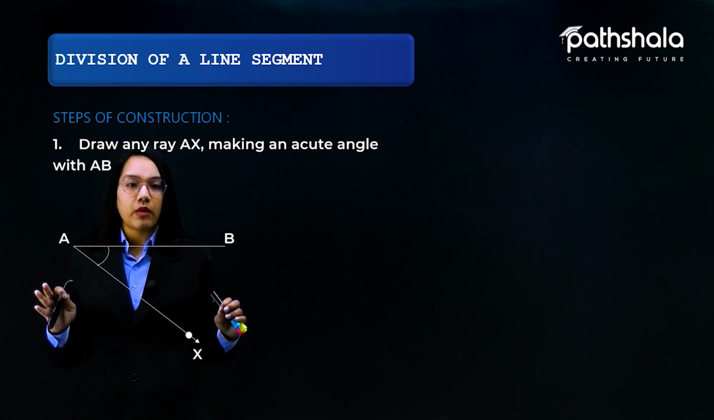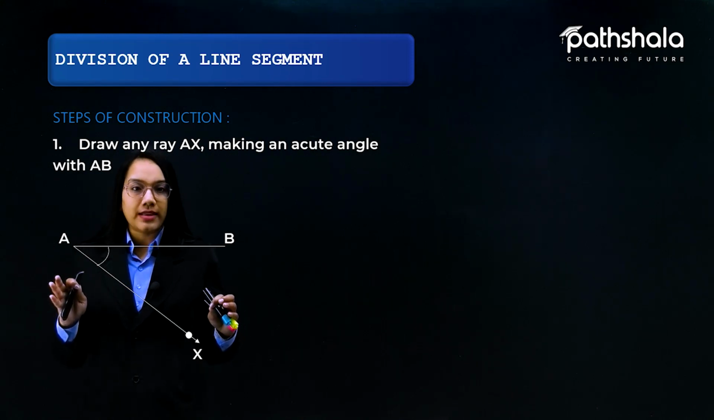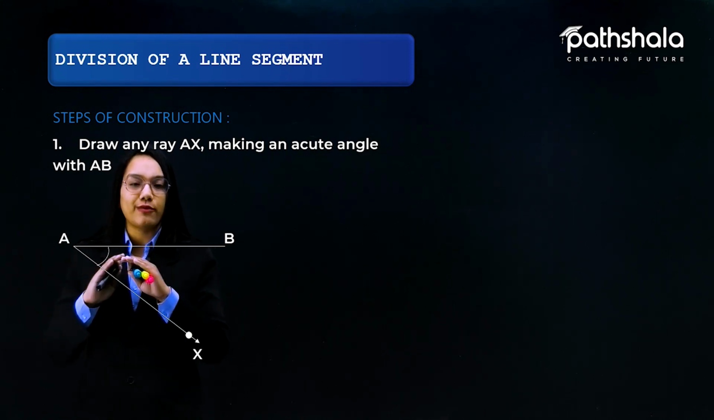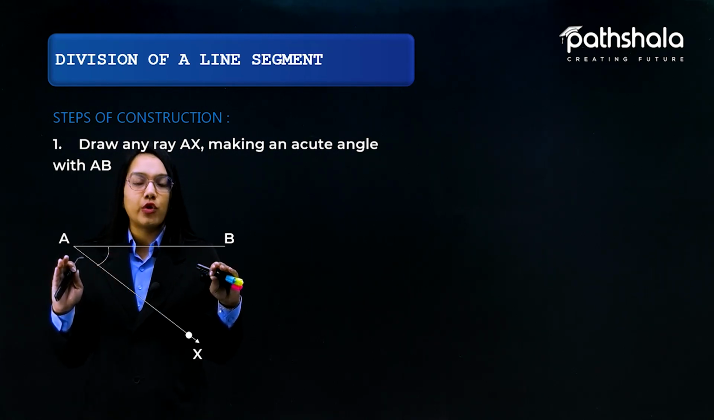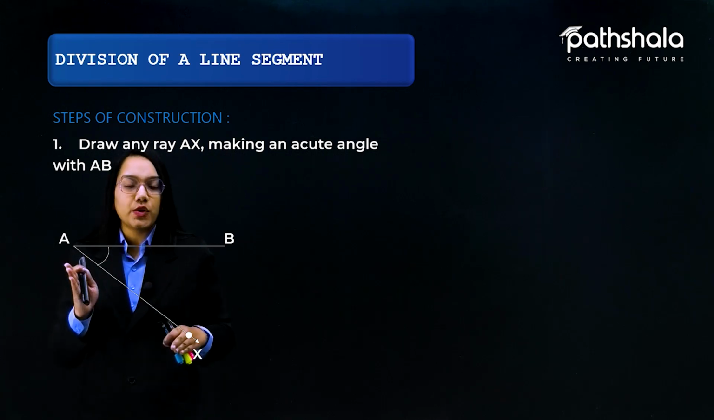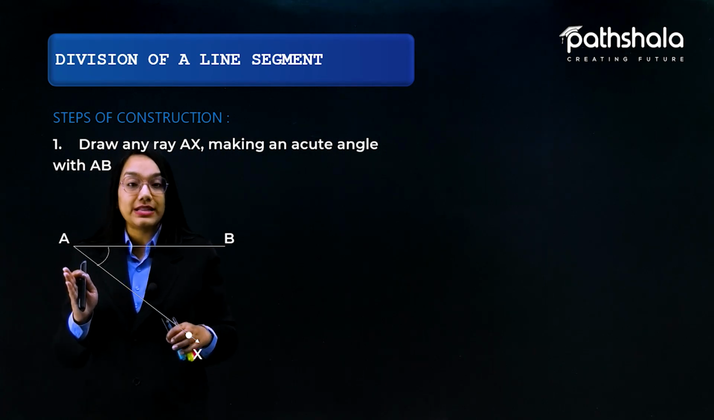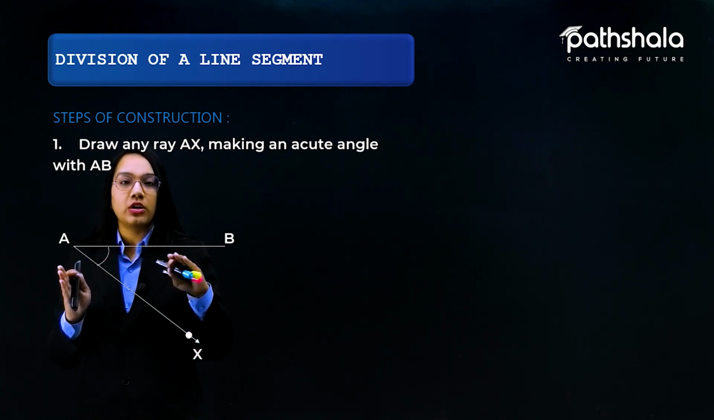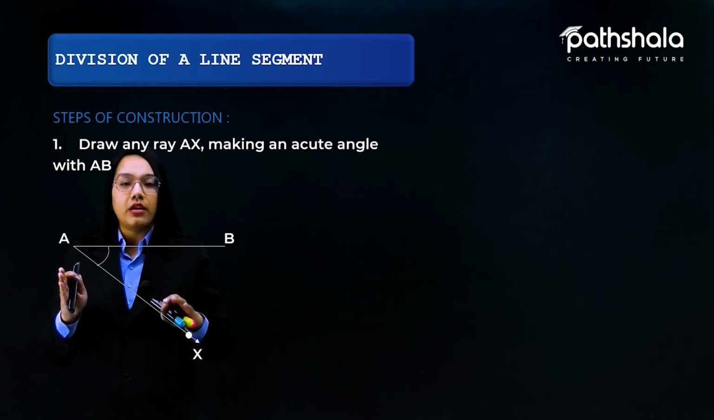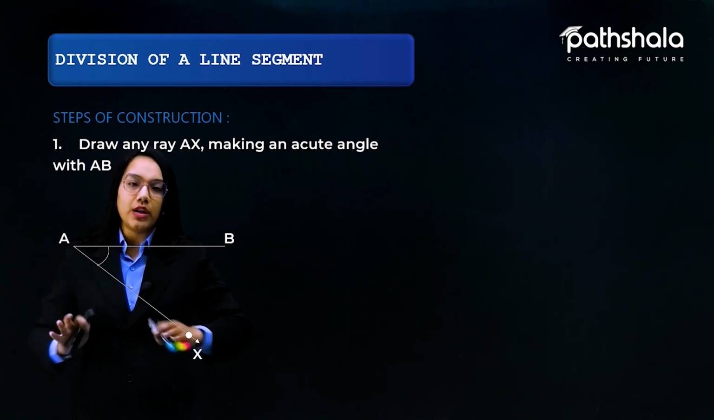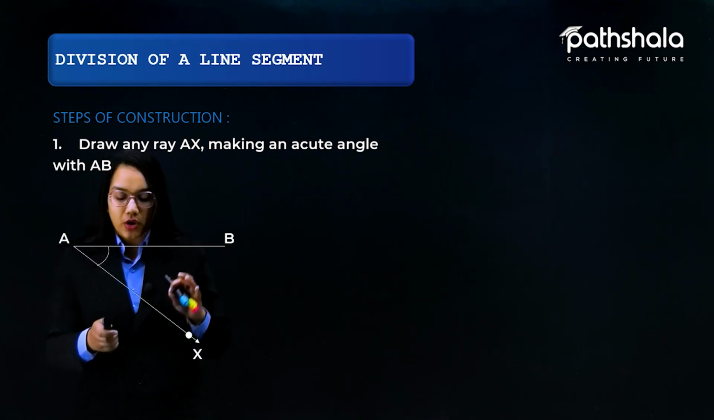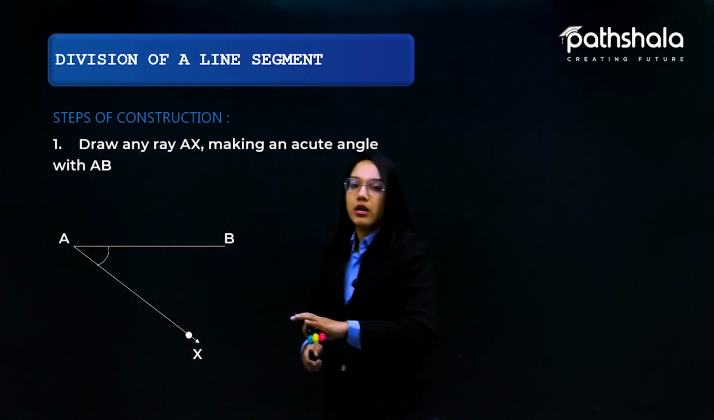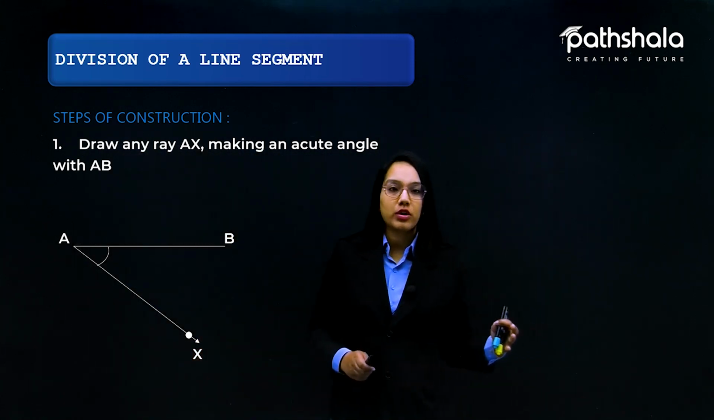Always remember, whenever we have to divide a line segment in any particular ratio, first we draw a line segment AB using the scale, and afterwards we draw a ray AX using the scale, which makes an acute angle, less than 90 degrees, with the line segment AB. This is my step number 1. Now let's move on further to step number 2 of this construction.